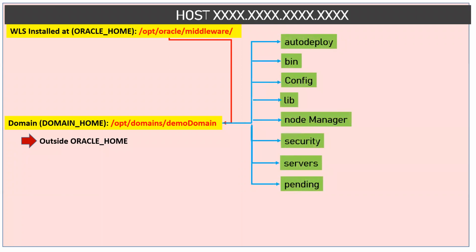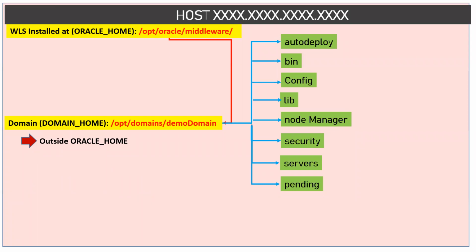The important directories that you will see inside your domain: the first one is autodeploy, second is bin, third is config, fourth is lib, fifth is nodemanager, sixth is security, seventh is servers, and then the eighth one is pending.